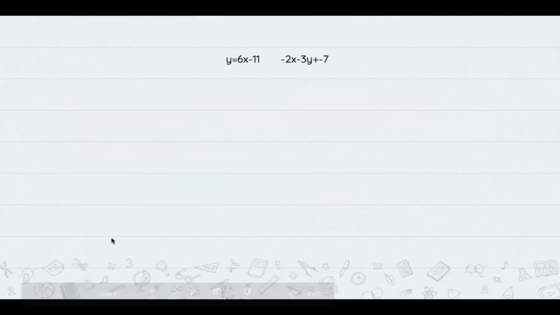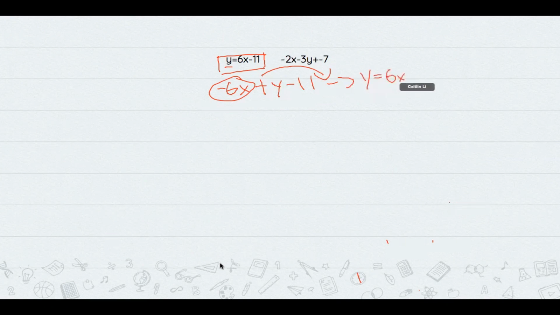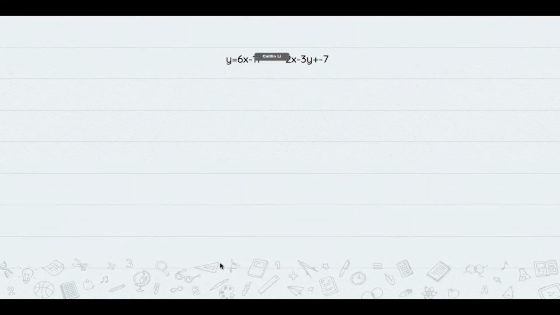So this is the one example we will be doing. In this equation, it's already solved as one of the variables onto one side. If it was like negative 6x plus y equals 11, then you would just transpose your negative 6 to the other side, and it will turn to y equals 6x minus 11, which is the same as this. Anyways, we're going to be substituting this equation into this equation.